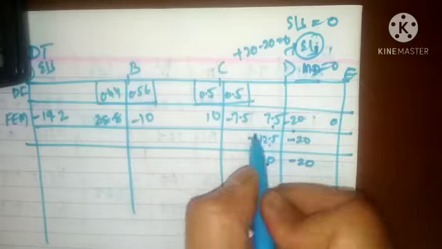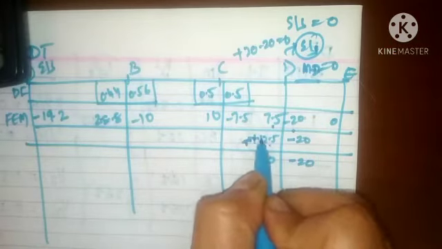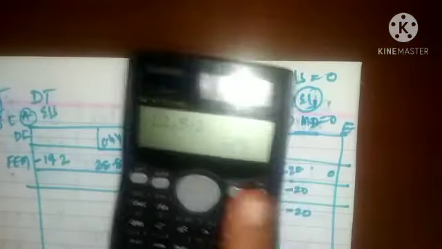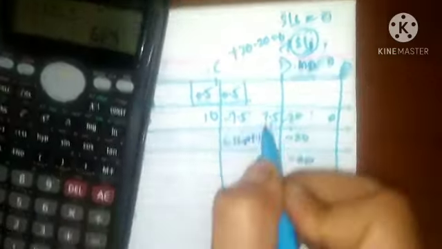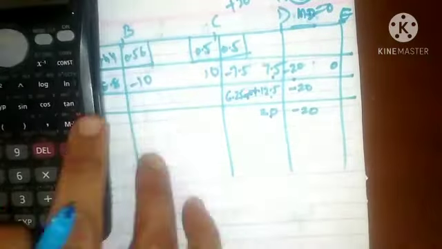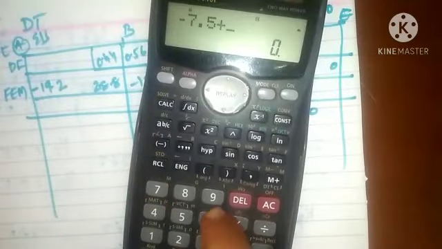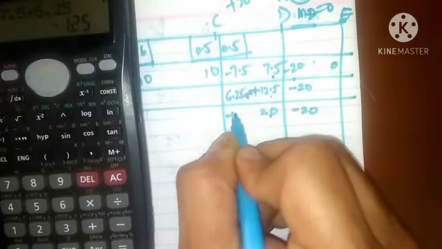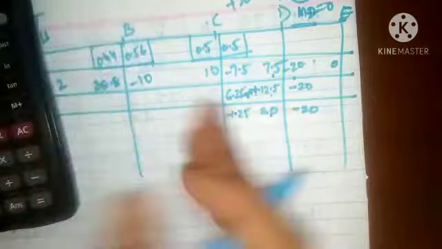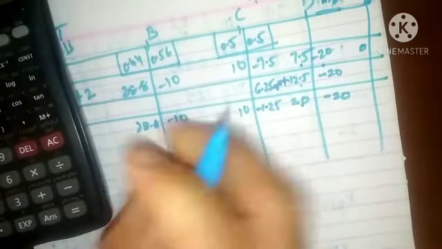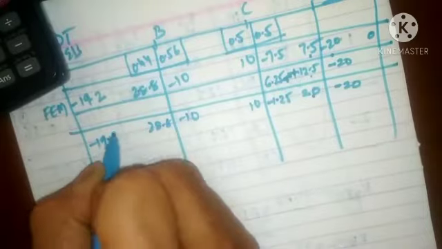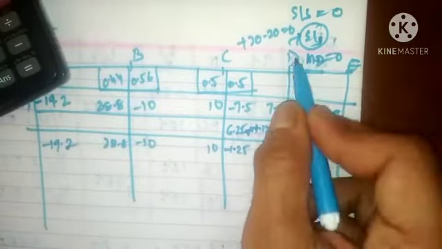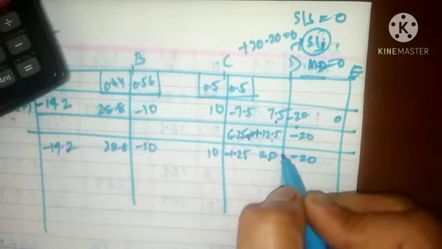Next, once you add 12.5, half of the moment will be transferred here. That is plus 12.5 divided by 2, which is 6.25. So half of the value will be transferred here, 6.25. Once you transfer, the new value you are going to get is minus 7.5 plus 6.25, which is minus 1.25, and this 10 will remain as it is. And here it will be 28.8, minus 10, and here it is minus 19.2. You need not make any of this 0 because it is already fixed. That particular adjustment is done because D is simply supported.